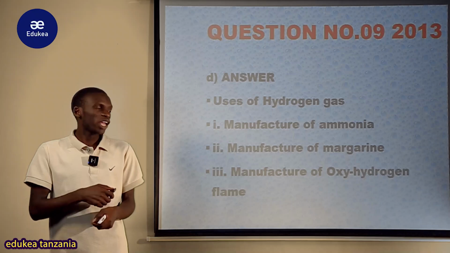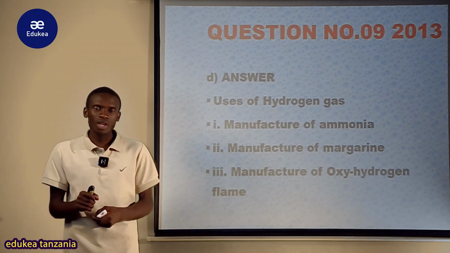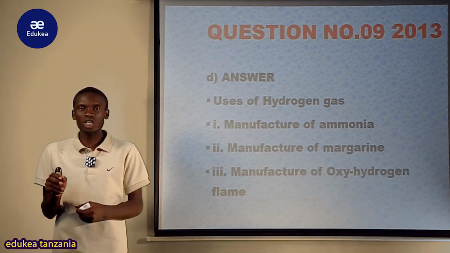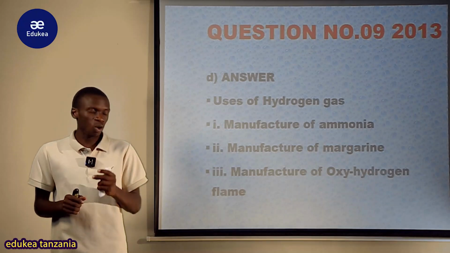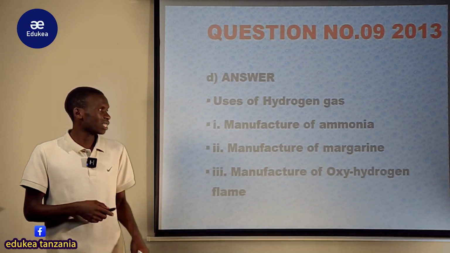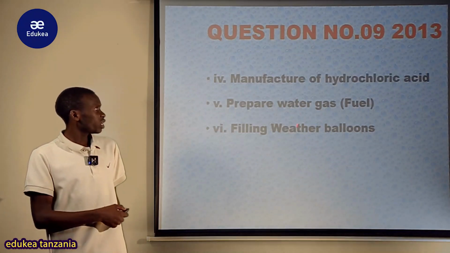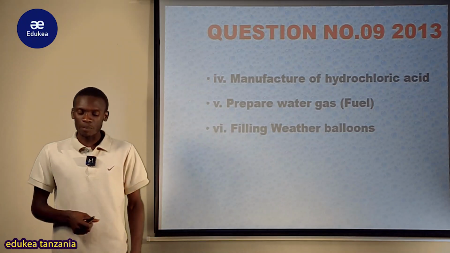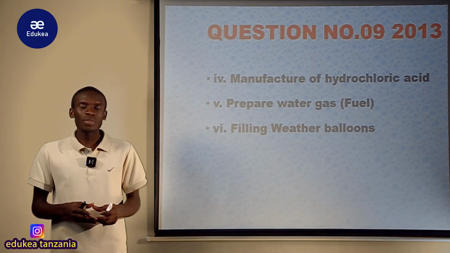Ile flame ndio inaitwa oxyhydrogen flame. Oxyhydrogen flame kwamba ni combination ya oxygen na hydrogen, na ni very hot, ndio maana inatumika kwenye zile welding activities. Also, it is used in the manufacture of hydrochloric acid.